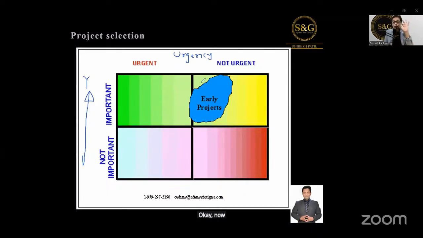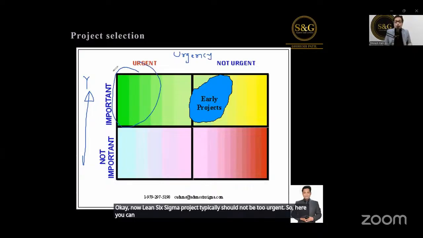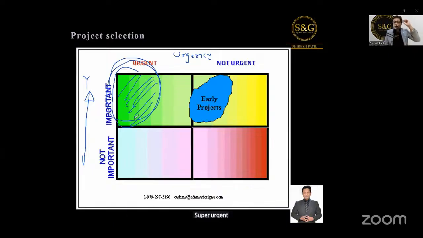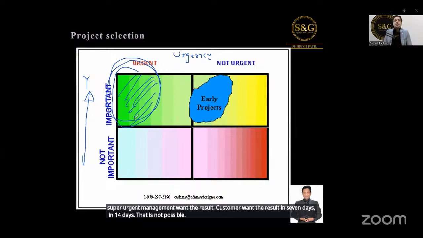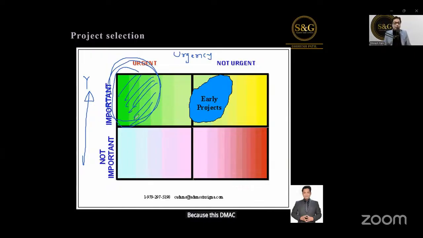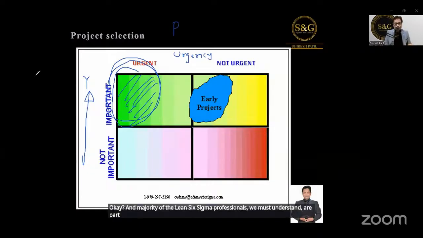Okay, now a Lean Six Sigma project typically should not be too urgent. So here you can see this area is too urgent, super urgent. Management wants the result, customer wants the result in 7 days, in 14 days. That is not possible, because this DMAIC framework requires time. We have to drill down to the root causes, with validation with the data. It takes time.